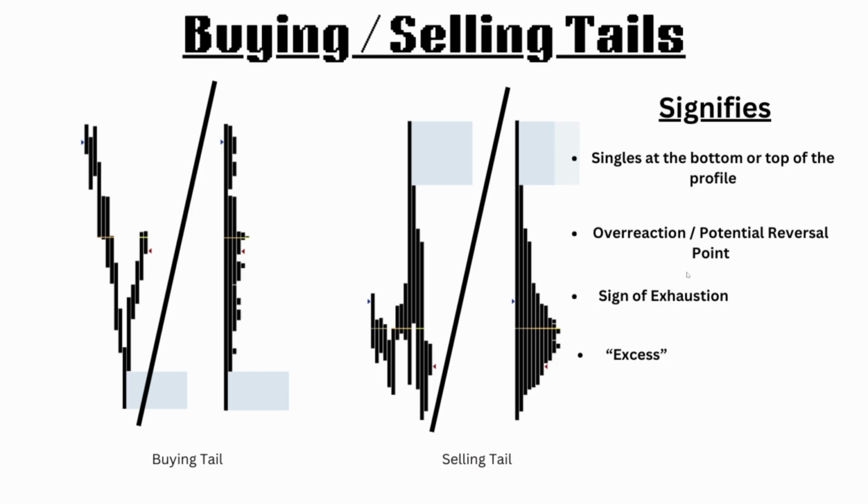This is called a buying or selling tail. This is when we have singles at the edge of the profile. As you can see here, this is often indicative of a strong reaction. In this case, we went straight down and went straight back up, and it is showing us that we have a strong price rejection here at the low. Same thing here, we have a strong price rejection at the high. It can be a sign of exhaustion, and we often also term these as an excess.